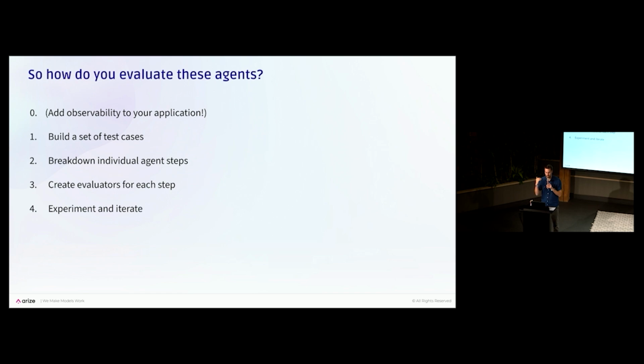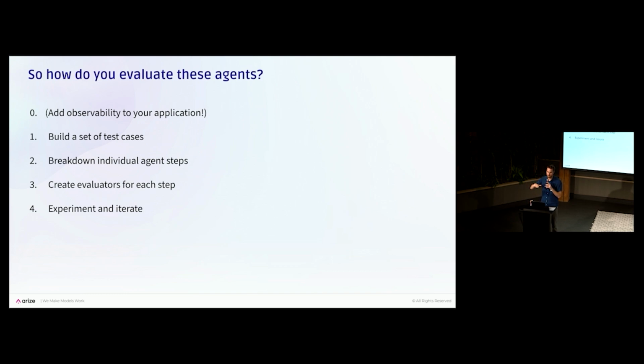Once you have that, you're breaking down your agent into individual steps, and we'll talk about typical steps that we see for that in a second, breaking them down into individual logic steps and jobs that your agent has to do that you can then evaluate. Then you can create different evaluators for each of those steps using a couple different techniques, and from there, experiment and iterate.